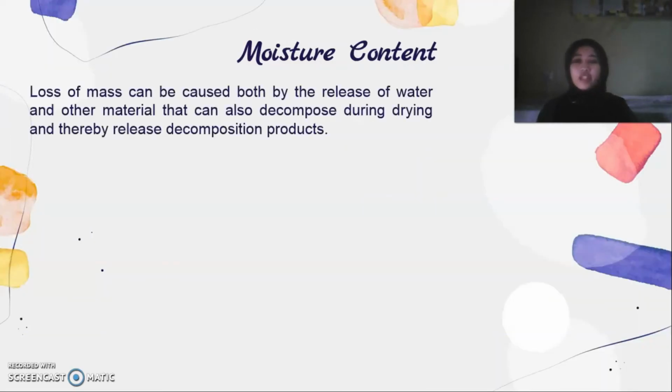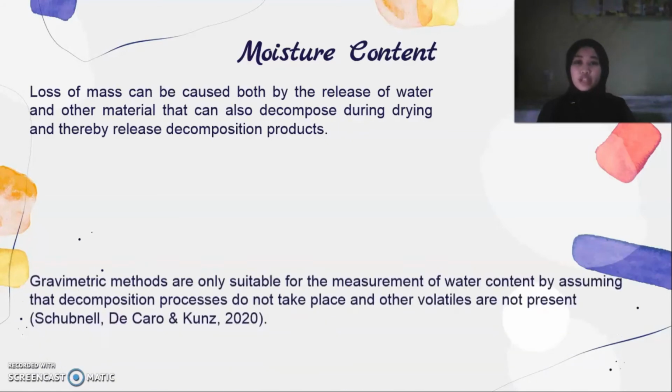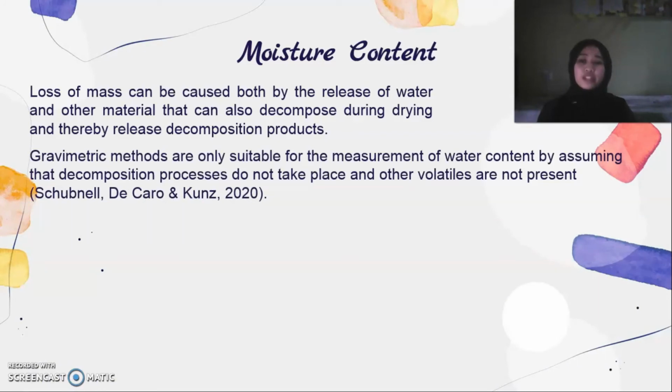Loss of mass can be caused both by the release of water and by other materials that can also decompose during drying and thereby release decomposition products. Gravimetric methods are only suitable for the measurement of water content, by assuming that decomposition processes do not take place and other volatiles are not present.